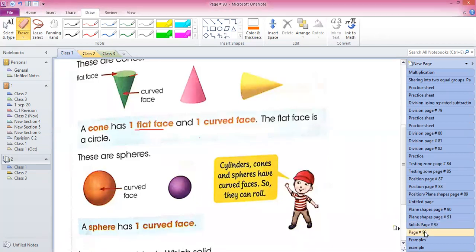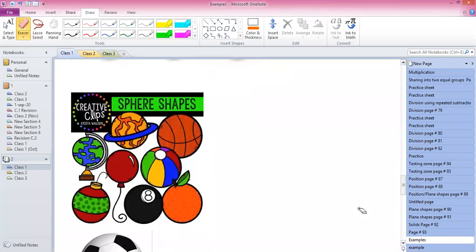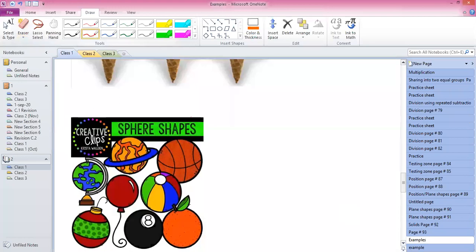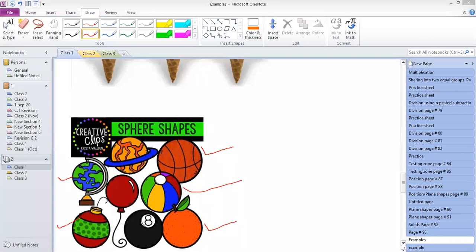I can show you examples of a sphere. Look at this basketball. This is an example of a sphere. Look at this orange. This is an example of a sphere. Look at this ball. This is one example of a sphere. Look at this bomb. This is an example of a sphere. Look at this earth, this world map. This is an example of a sphere. Do you understand about sphere, guys? Yes.